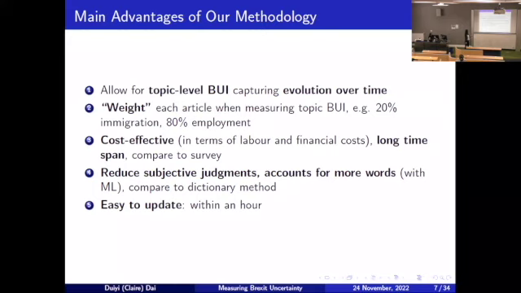And also, it's very cost effective in terms of labor, financial costs, and time compared to survey. Because now the main measurements for Brexit uncertainty are based on survey. But we know that survey actually costs a lot of money and labor, right? And also with machine learning techniques, we can reduce subjective judgments and account for more words. Theoretically, with a machine learning model, we can account for all words in the news. And also, it's very easy to update.